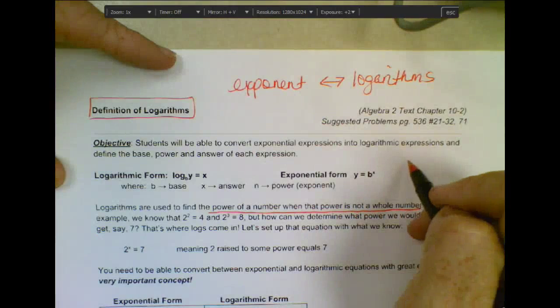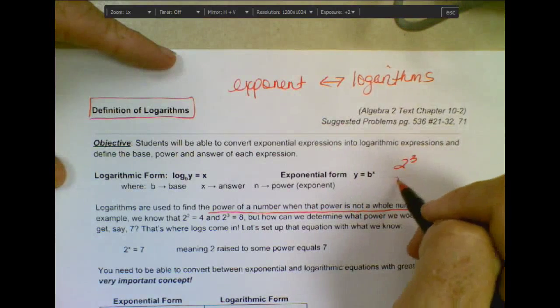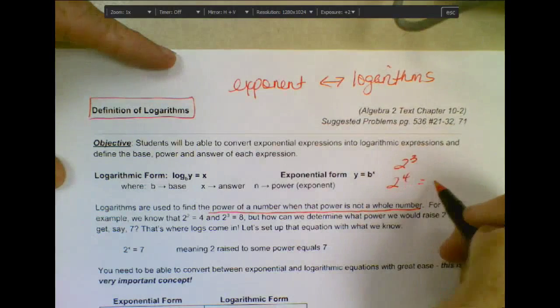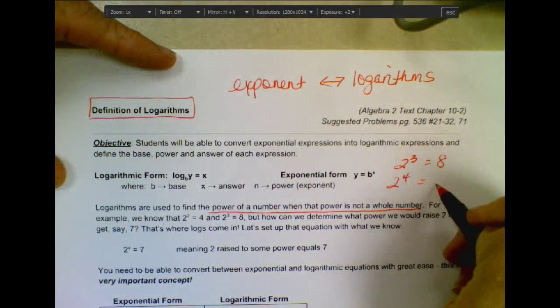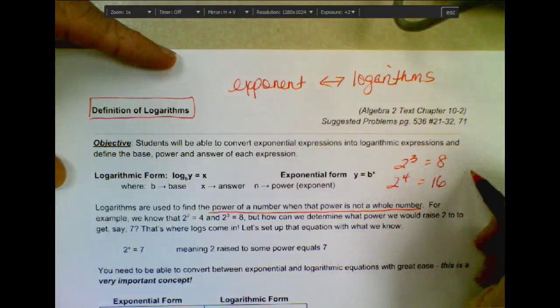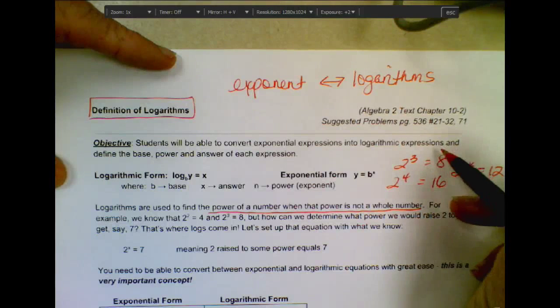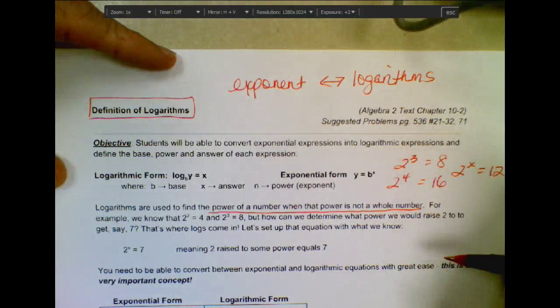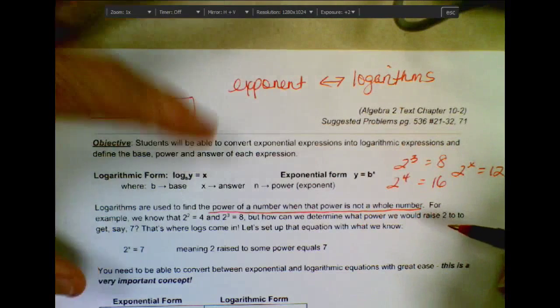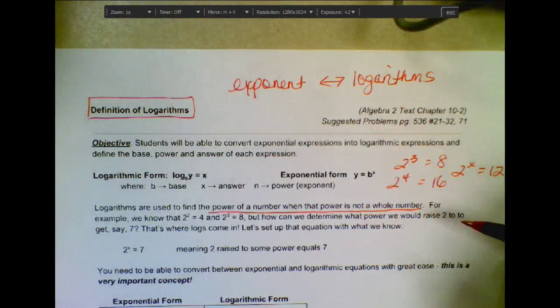So far you've dealt with 2 to the third, 2 to the fourth, right? And we know that 2 to the third is 8, 2 to the fourth is 16. But what if I want to know 2 to the what power equals 12? I don't know what that is. I know it's somewhere in between the third and fourth power, but I don't know exactly what. So logarithms are going to help us answer that question.